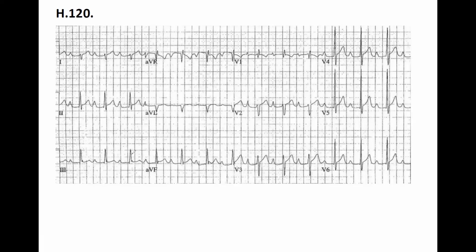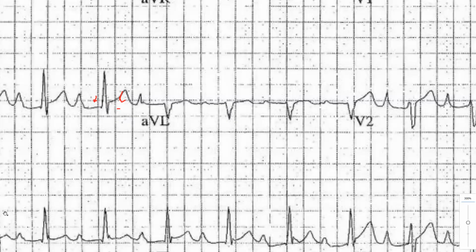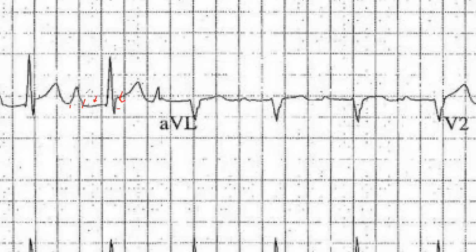P wave, I do see a large, big P wave. The duration is okay, about 0.1. However, the amplitude is very tall. So what does it mean? It's right atrial hypertrophy.